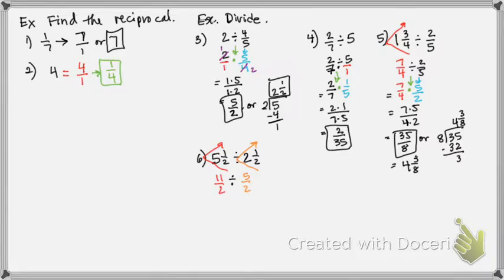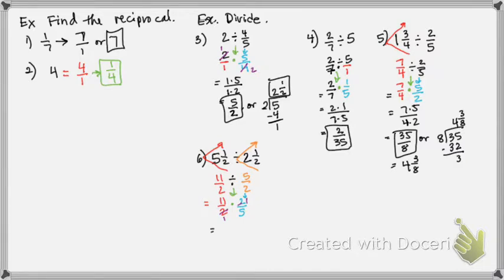Okay, so I'm going to keep the first fraction the same. Division is going to become multiplication. And I'm going to take the reciprocal or flip the second fraction. Now I'm going to look for something that I can reduce by. Let's see, 11 and 5, nothing. 2 and 2, oh yeah. 2 divided by itself is 1. 2 divided by itself is 1. 11 over 1, no. 1 over 5, no.